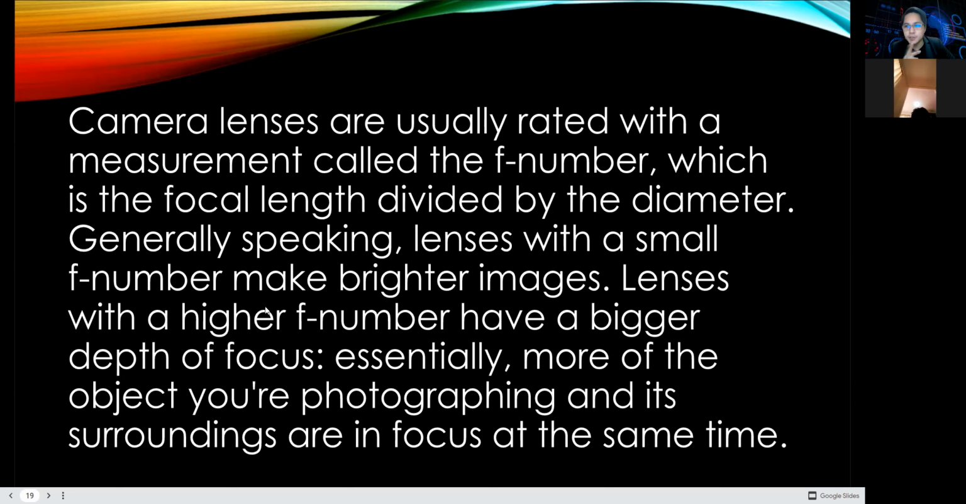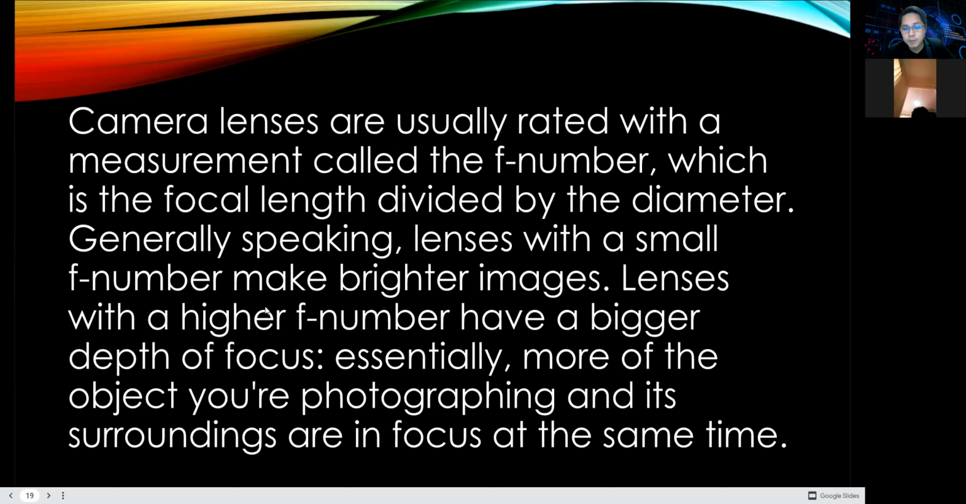So it's reciprocal. Lenses with a higher f number have a bigger depth of focus, essentially more of the object you're photographing and its surroundings are in focus at the same time. So again, if the f number is smaller, the opening is bigger, so you cannot actually focus on everything. It will just focus on a particular area.